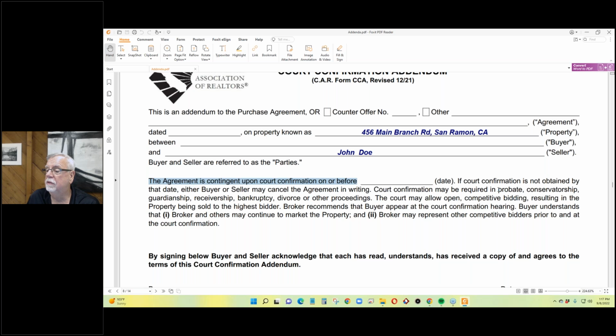And here's sort of the list of what's typical: conservatorship, probates, guardianships, receiverships, bankruptcies, divorce. So if there is court confirmation, and you're writing an offer, you might not want to go on for a year while they're looking for court confirmation. You can write in another date.